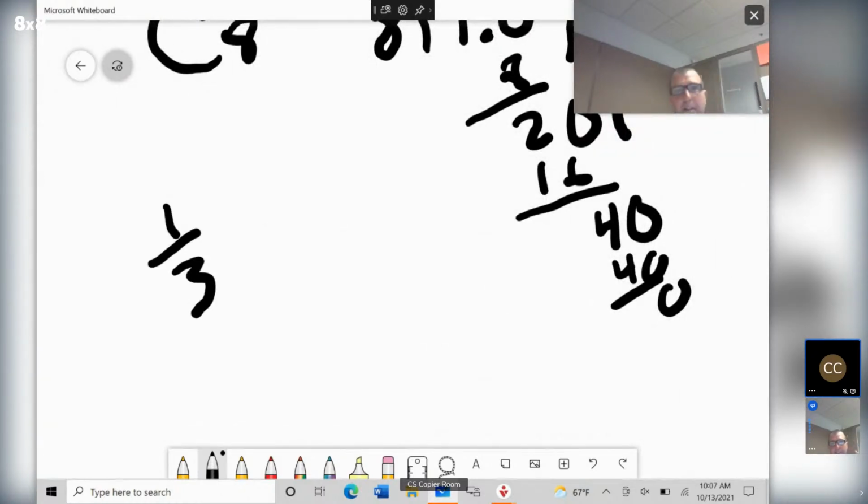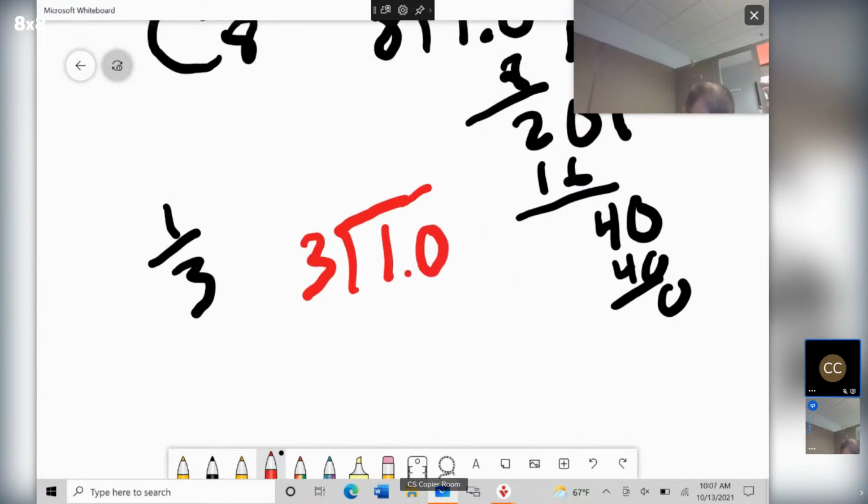And this one's going to be a little bit different. I just want to show you what happens sometimes, and I'll show you how we approach it. So 3 into 1. We know 3 is bigger, so we're going to have to add that 0, and we want to bring that decimal up right away.